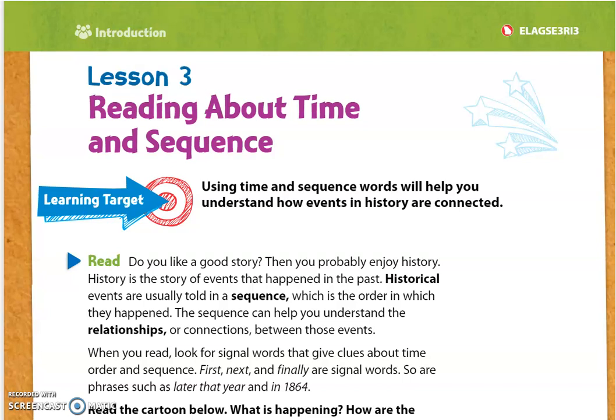Authors often include signal words in historical events, such as first, next, then, last, and finally, as clues about the sequence of events and the relationships between and among events. This helps the reader understand how historical events happened.